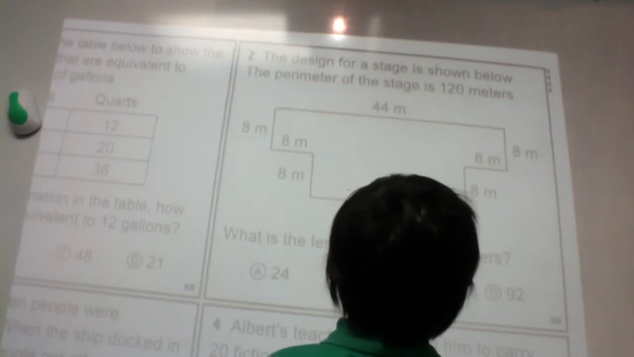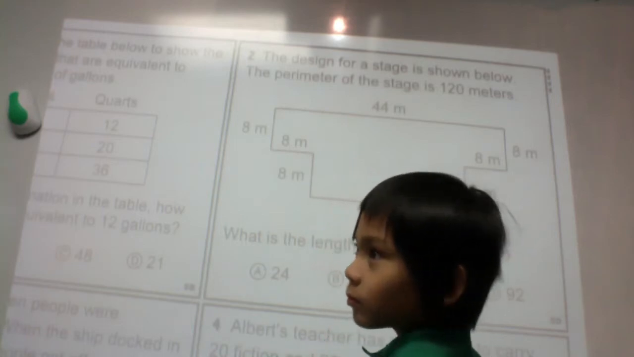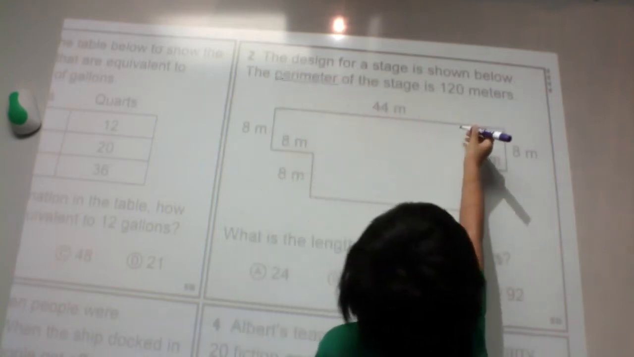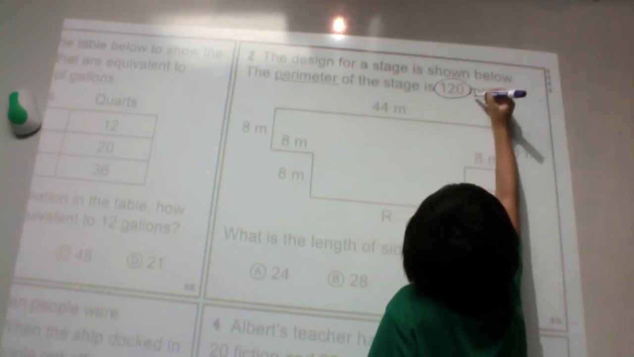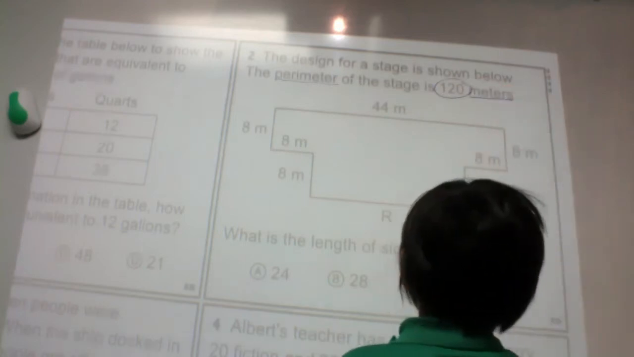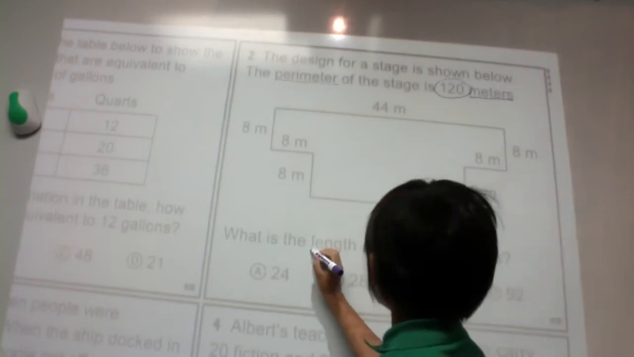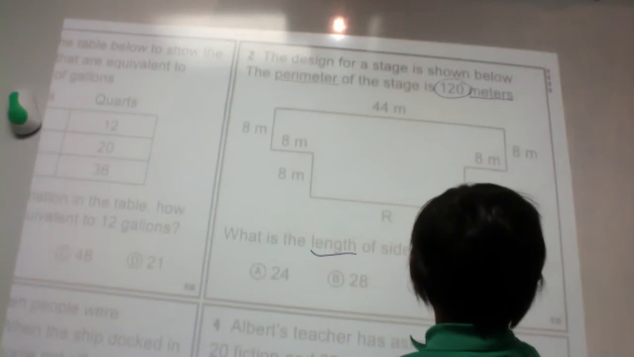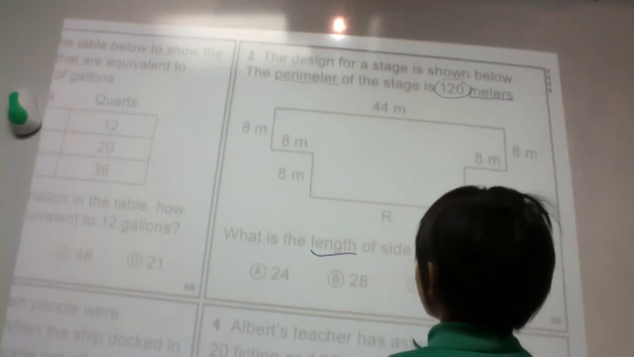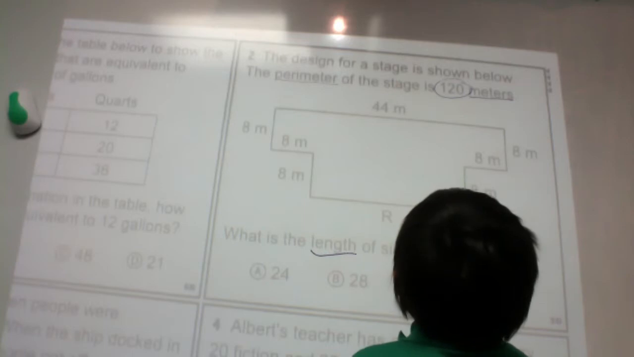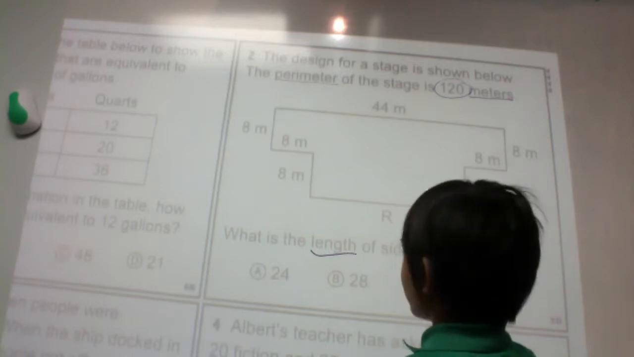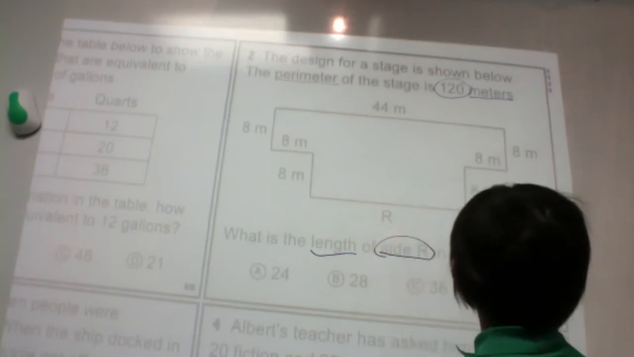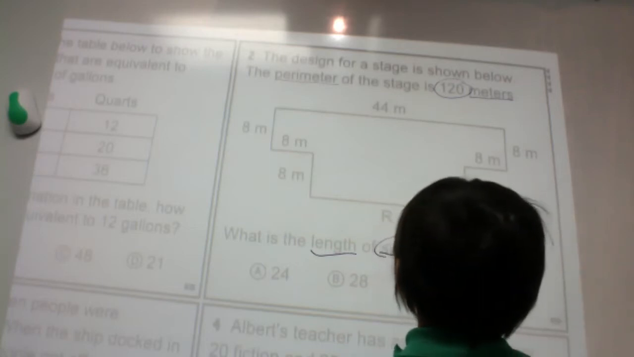So what is important? What do we need to circle? What do we need to underline? Perimeter, good. 120 meters, yep. Length. Meters. What are we looking for? Side R. Good, so let's circle that. Very good. All right, so what are we gonna do, Bobby?